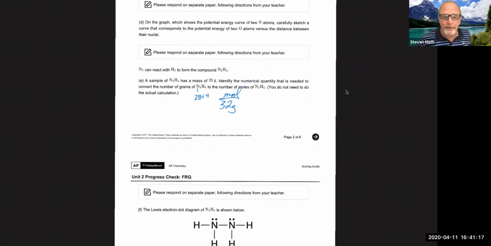The numerical quantity that's needed to convert the number of grams to the number of moles. Notice I put moles on top. Odds are, I would probably think that if you said 32 grams per mole, they would expect that you would know that. Or best bet, I would set it up. Here's my best answer. I would show the setup. I would guarantee you that would get you full credit points.